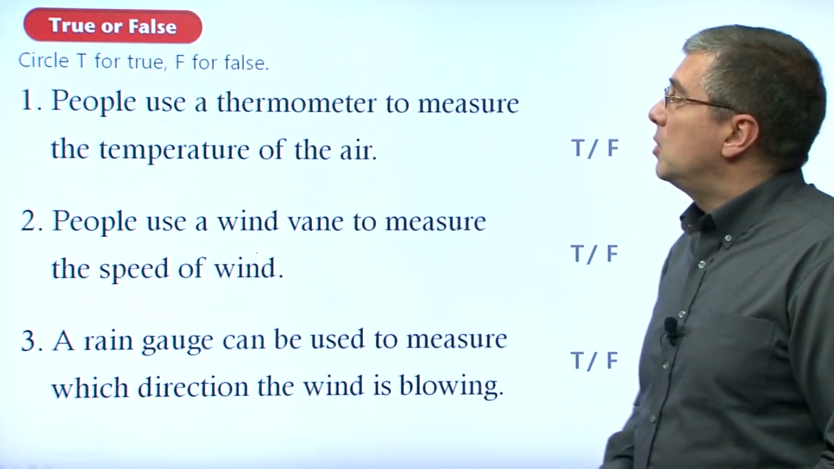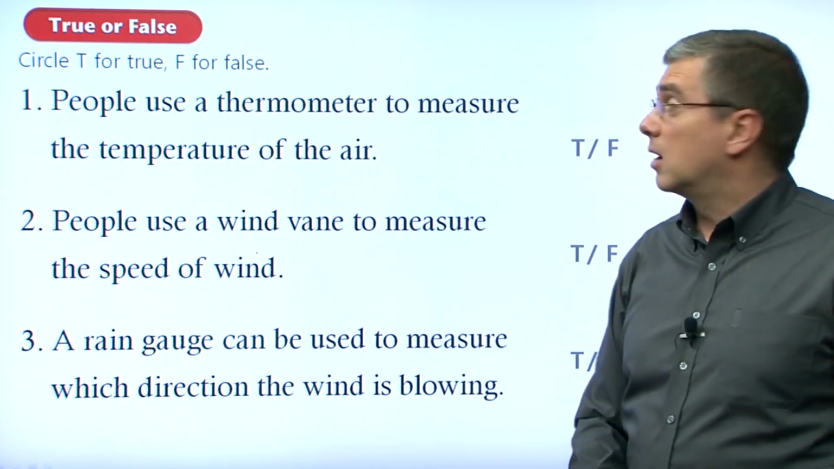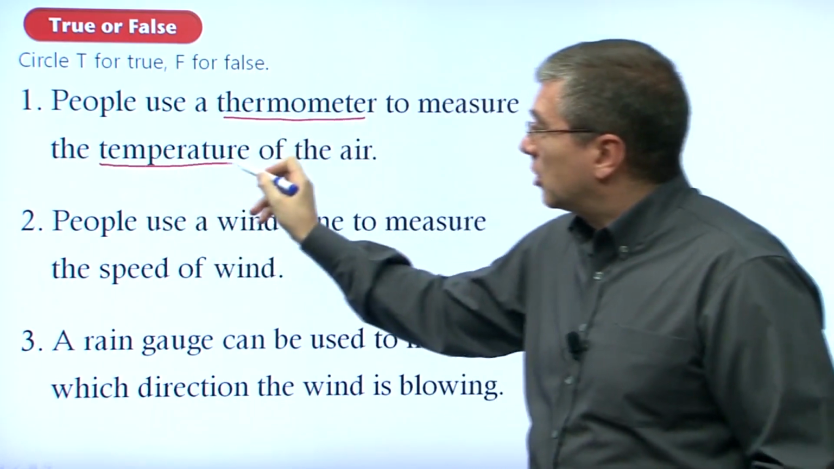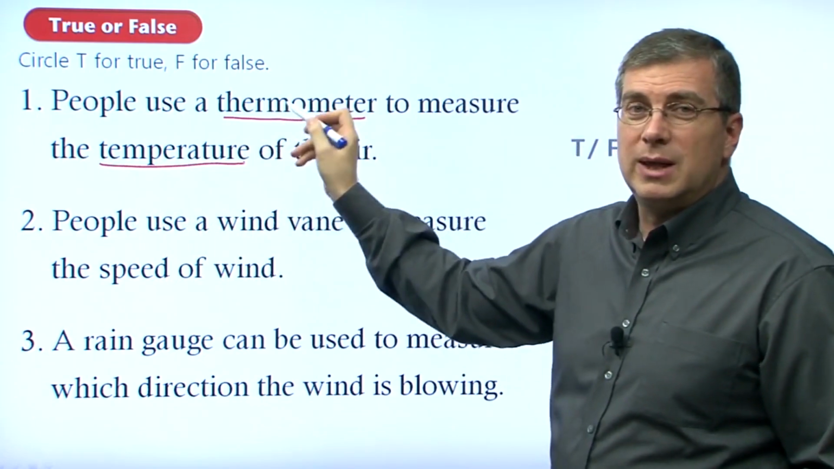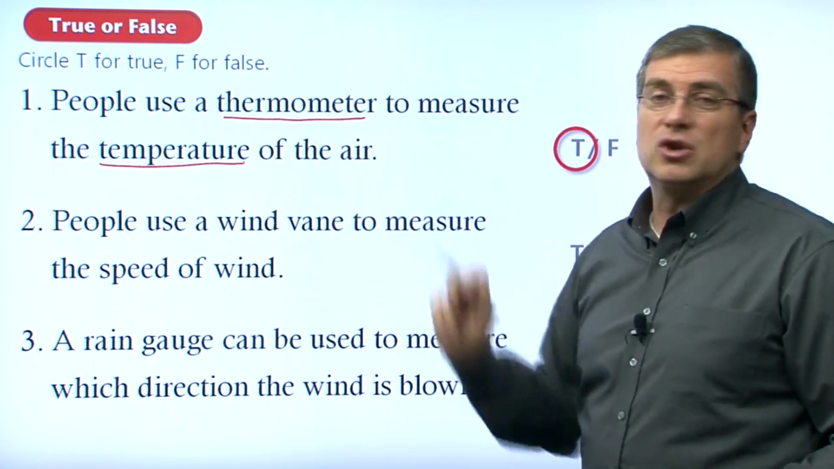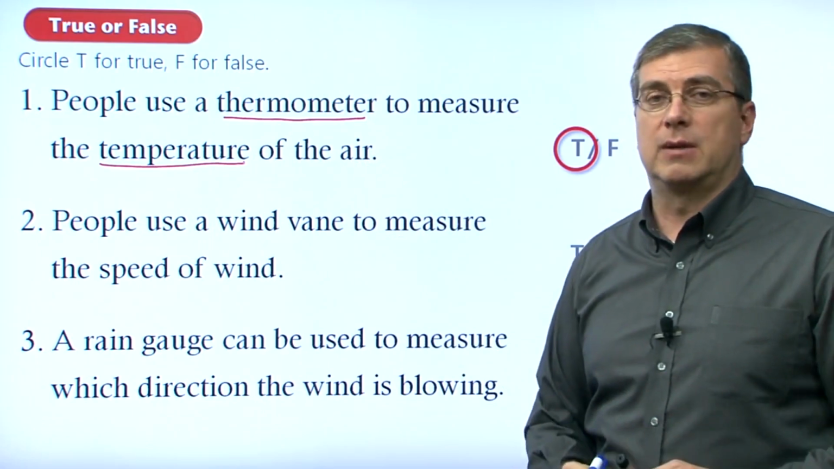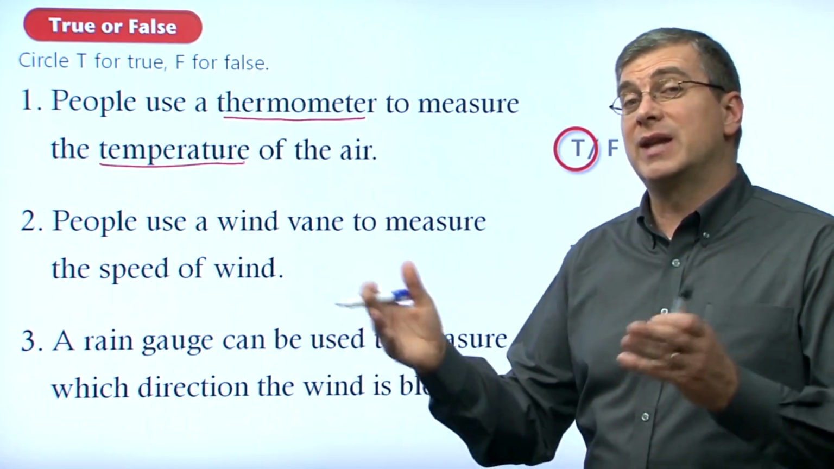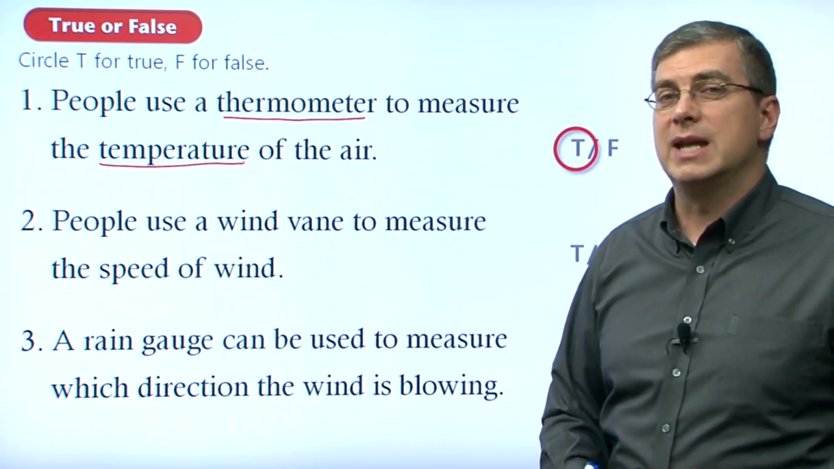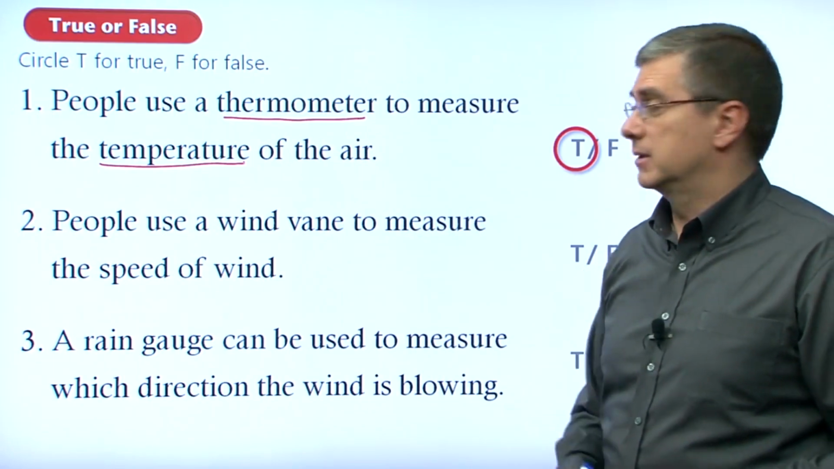First one, people use a thermometer to measure the temperature of the air. So we're using a thermometer to measure temperature. Remember, these words are very closely related, and that's true. Absolutely. We use a thermometer to measure the temperature. Temperature is how hot or how cold something is. We want to know what the air temperature is. How hot is the air? How cool or cold is the air? We use a thermometer to figure that out, to measure it.